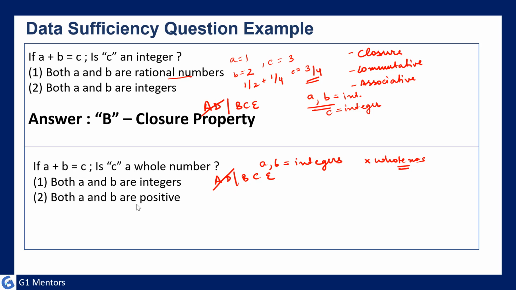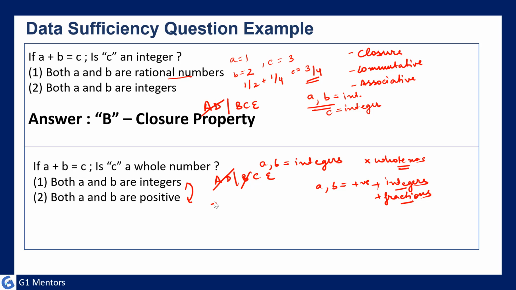Now let's say statement 2: both a and b are positive. They can be positive integers or they can be positive fractions. It is not given which. If both a and b are positive fractions, then c is not necessarily a whole number. If both a and b are positive integers, then c is a whole number. So statement 2 alone is also not sufficient. We strike off B. Now let's see both statements together.